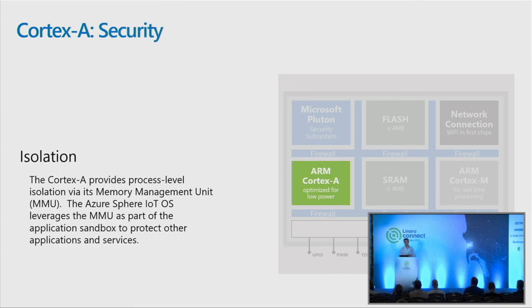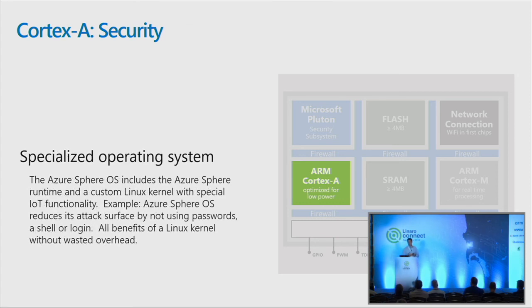On security, we think about isolation. Cortex-A has an MMU, so you get process-based isolation. We leverage this as part of the application sandbox that we went into earlier today to protect applications and services. It's a specialized operating system. We don't have a shell. We don't have user accounts. We don't have passwords. We don't have usernames. All of those pieces have been stripped out.